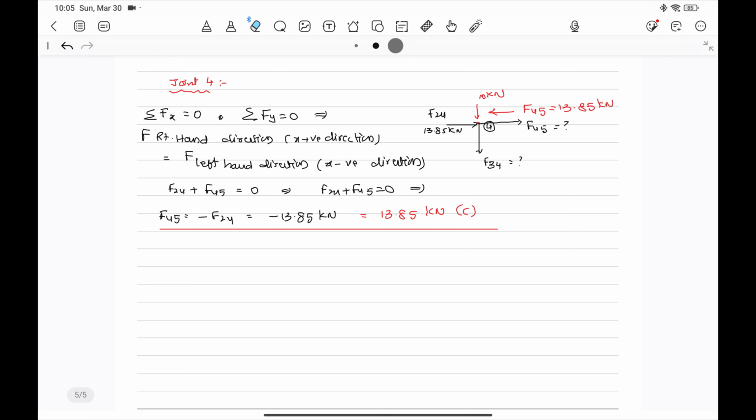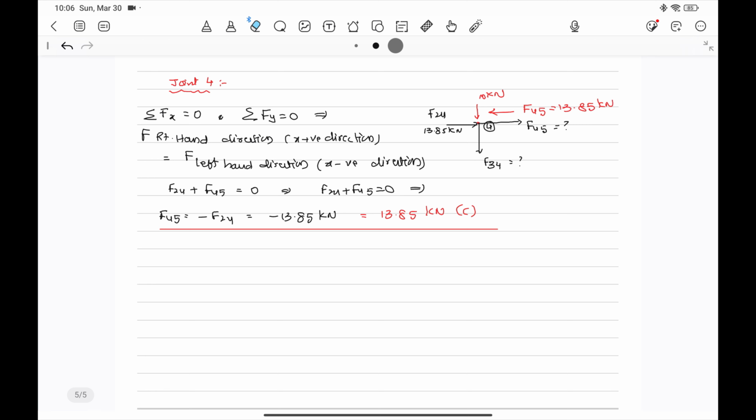In exams, some questions may be asked. How many members in the truss are under compression? How many members in the truss are under tension? And they may ask about a particular member, whether it is in tension or compression. Any type of question can be asked. I am elaborating further so that you understand the concept clearly.